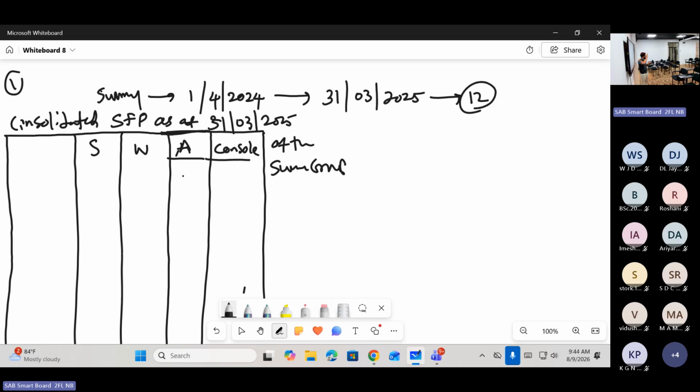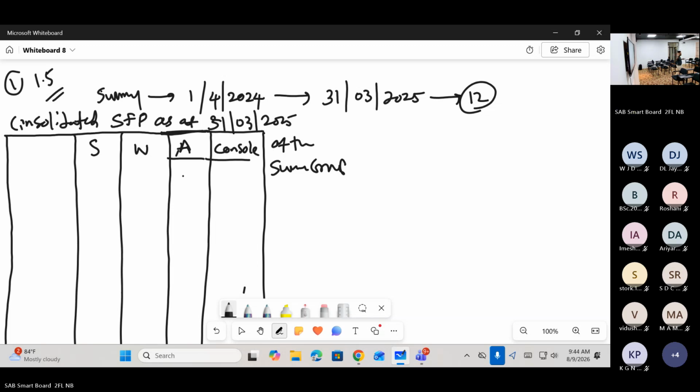Are you getting me? That is consolidation for them. If you are doing it, don't do that. You are getting only 1.5 marks. Right? Don't do it. If you are not going to do the adjustments, don't try to make it a balance sheet like this. Are you okay? Are you getting what I'm telling?